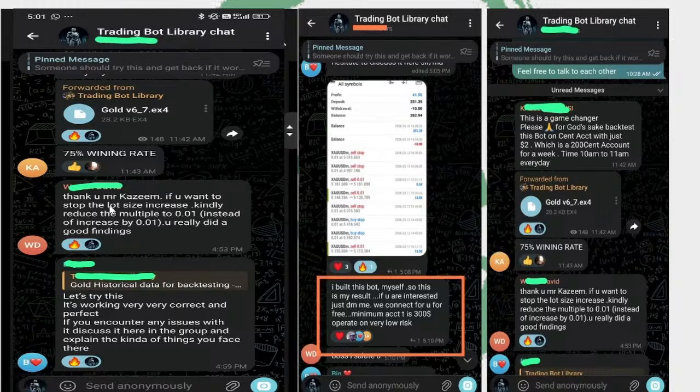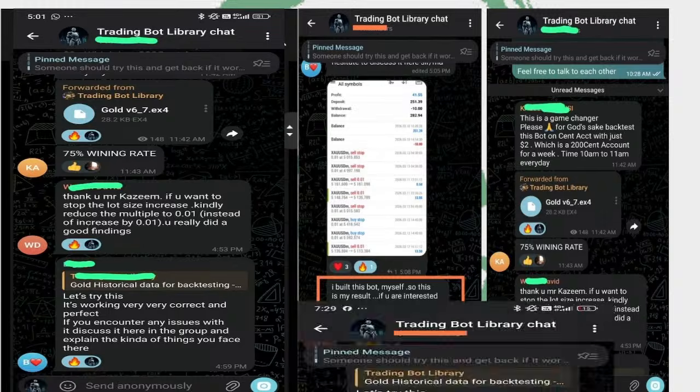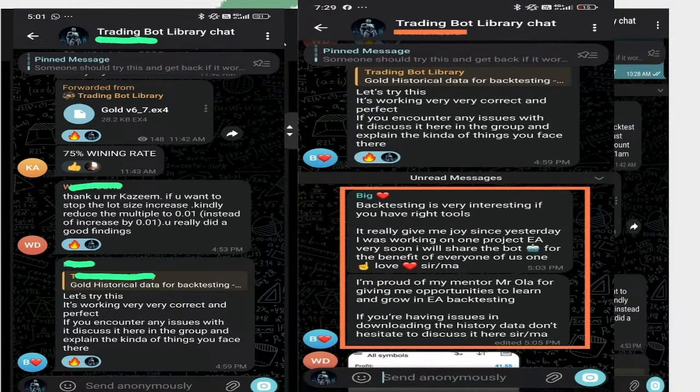So they reach out to each other, they talk, they communicate. You can see all their conversation, 75 winning rate. But they design and develop by themselves. So they relate with each other. Do you get? So you can see this one.